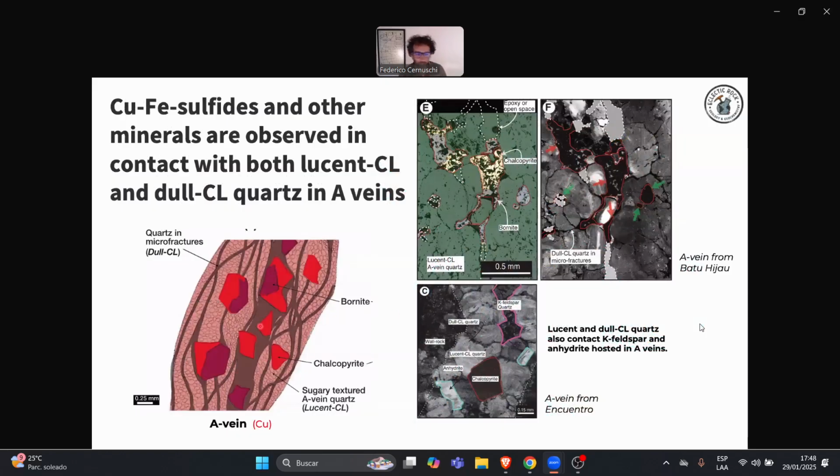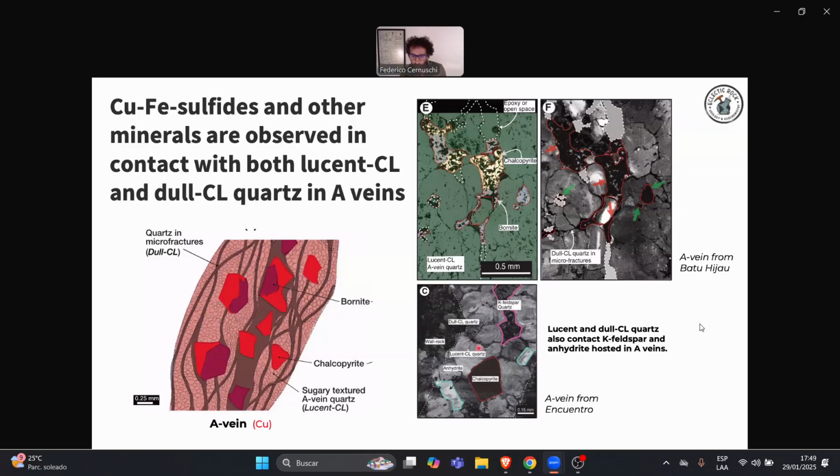we see this observation that has been seen and documented very well in every porphyry that has been studied with cathodoluminescence. That is that there's a lot of contact of copper sulfide in A veins with the darker dull CL quartz that is younger. In some cases, the sulfides are completely included in this late quartz. But we also see that there are some sulfides that are mostly or completely included in the older lucent quartz, which is the pink sugary texture quartz here. We see terminations of the younger quartz against the sulfide and stuff like that.